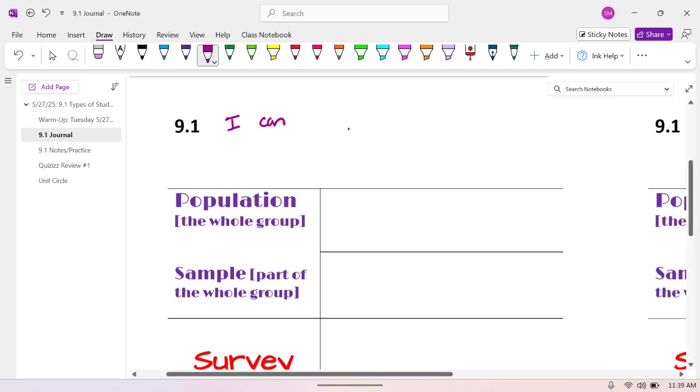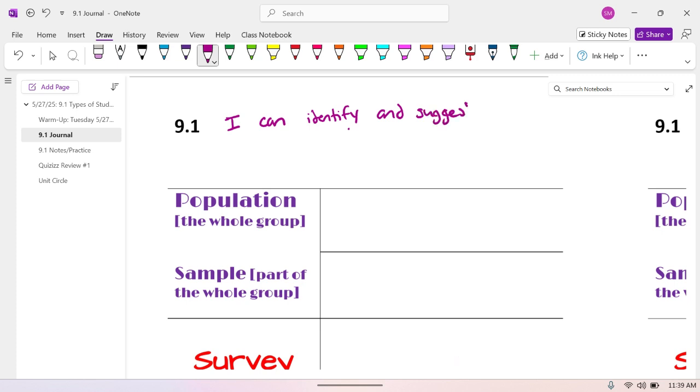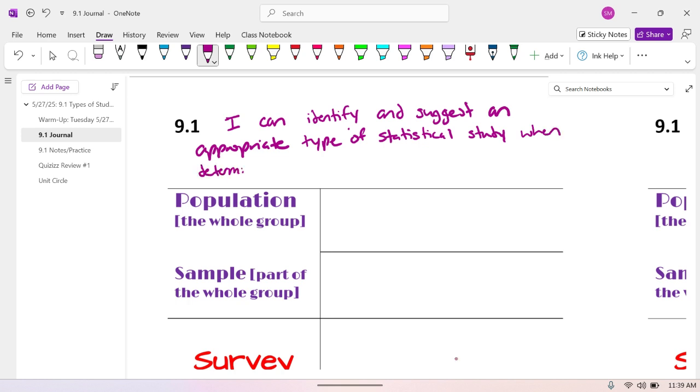All right, so your I can statement is: I can identify and suggest an appropriate type of statistical study when determining an aspect of a population.